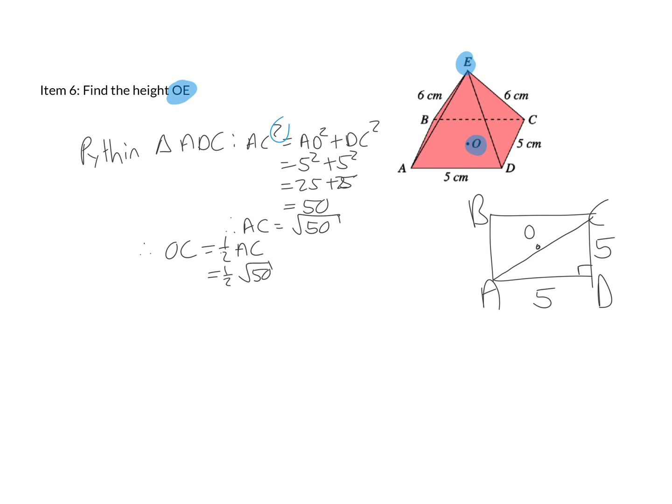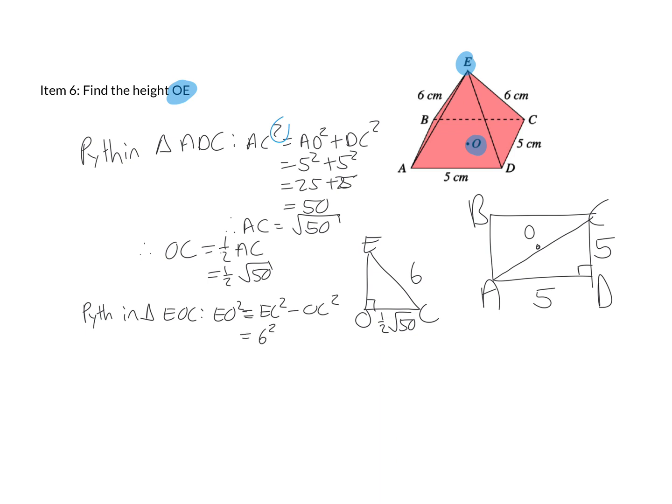Why do I want OC? Because it forms part of the following triangle, which I'll draw here, which will be the final triangle. O on the base, E at the apex, and C there on the right hand side. So OC is a half of square root 50, EC is 6, I want to find OE. So again I'm going to use Pythagoras, this time in triangle EOC. I want EO, so I'll go EO squared equals the hypotenuse EC squared minus OC squared.